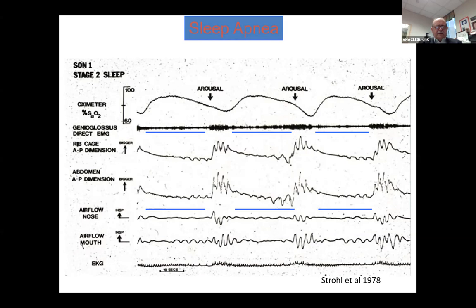So you start off, it looks like the end of a breath, right? Or the beginning of an apnea. There's no airflow at the nose. There's no airflow at the mouth initially. And you don't have anything happening. You do have a sort of descending line on both ribcage and abdominal motion. Now, you don't see that in your PSGs today, but that's because this was a linear displacement AP dimension.